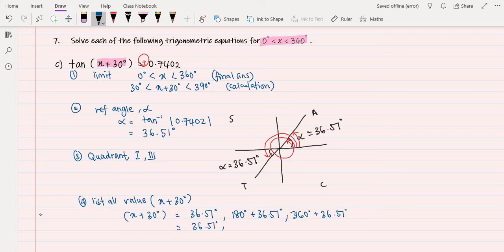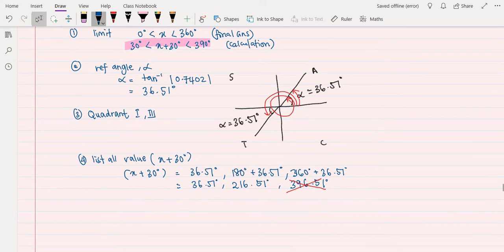So we'll just calculate this, and we will have our second angle as 216.51 degrees, and the last one that I listed here is 396.51 degrees. Before I find the solution for x, let's check. We know that for our calculation, my limit must be between 30 degrees and 390 degrees. So can we accept all these three values? The first and the second one, yes, but the third one we reject because it exceeds 390 degrees.